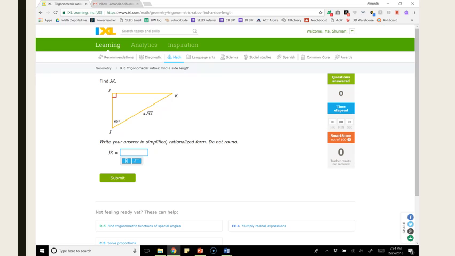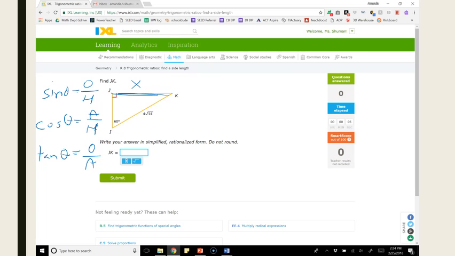Alright, on to R8. R8 wants us to find a missing side. They want us to find JK. So JK is this one here. I don't know what JK is, so I'm going to call it X. Now remember my special trig functions. I have sine of theta is opposite over hypotenuse, cosine of theta is adjacent over hypotenuse, and tangent of theta is opposite over adjacent. So Oscar had a heap of apples is how I always remember that.